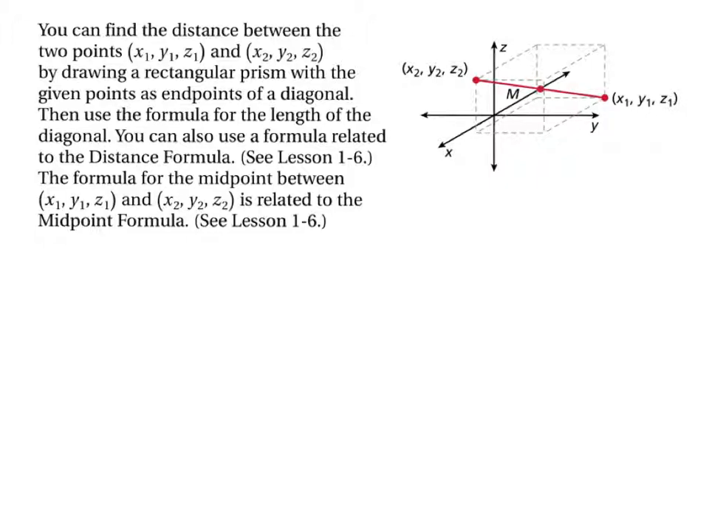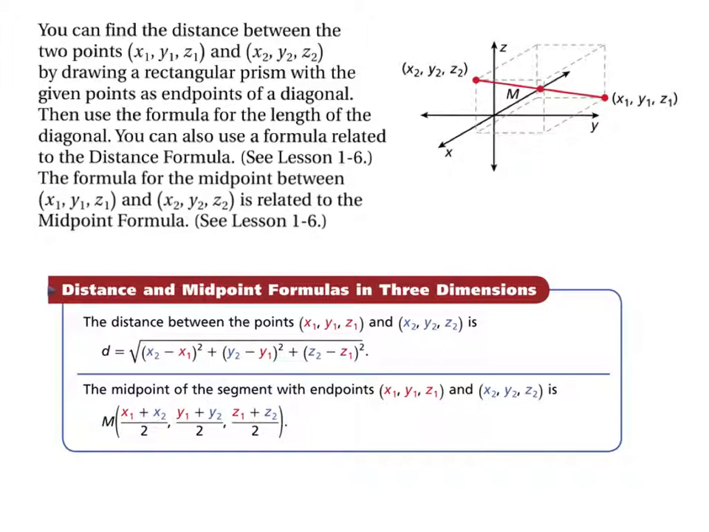So here I want you to write this down. How do you find the distance and midpoint formulas? Well, you're going to use this. You're now going to subtract your x's and y's and your z's. All you're doing is adding another number, and that's subtracting your z's and squaring it. The midpoint is the same thing, except now we add our z values and then divide by 2.